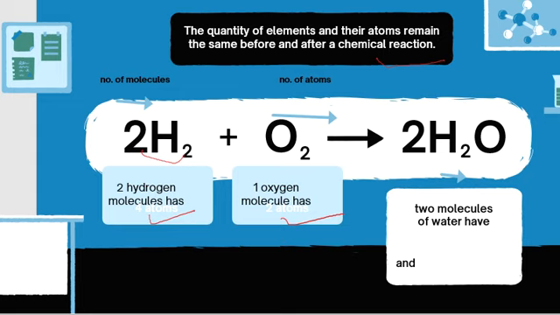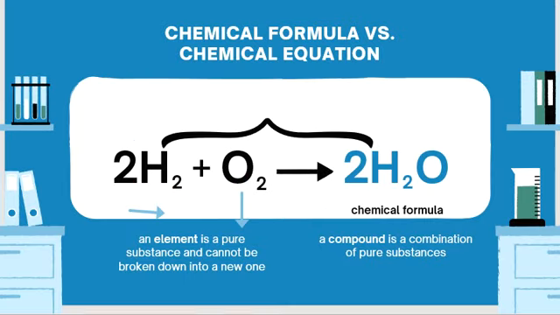So next you can see chemical formula versus chemical equation. 2H2 plus O2 gives us 2H2O. This is a chemical equation.